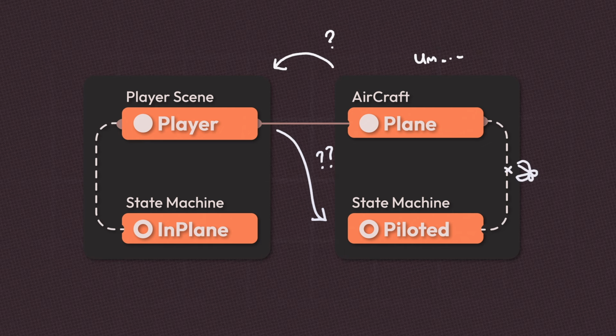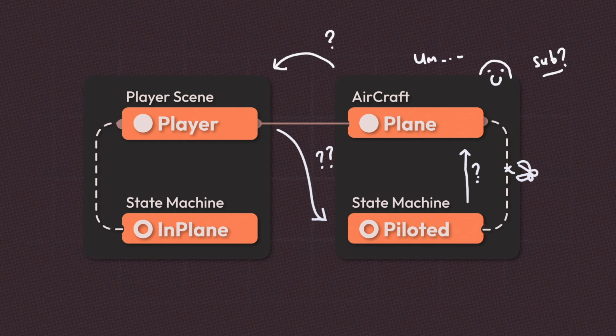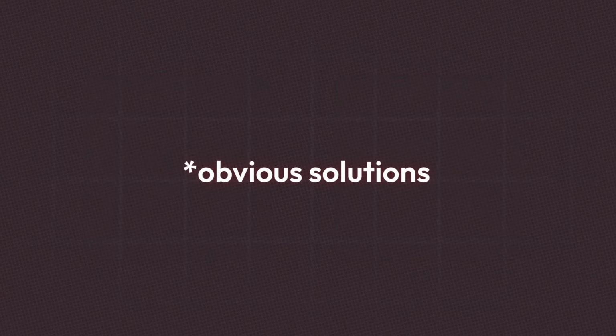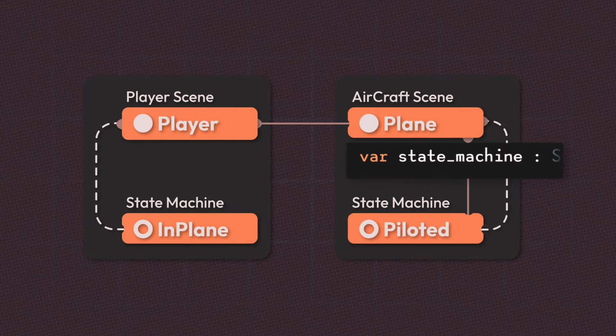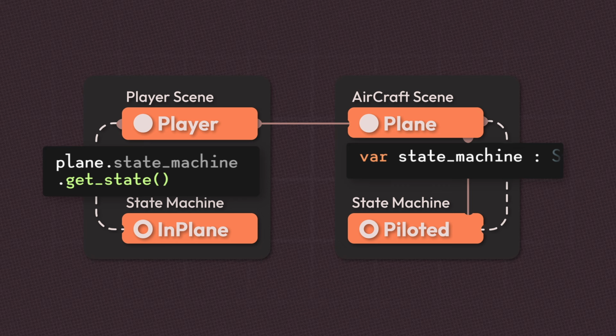Now I'll explain what I came up with at the end of the video, but feel free to tell me how you would have done it. Now let's go over some of the obvious solutions. One of the easiest things you could do is just give the plane script a variable to store a reference to the state machine. And then the player could just access the states using something like this.